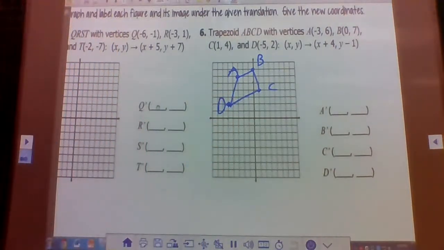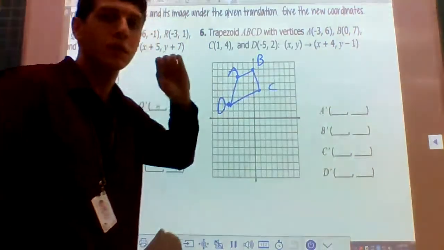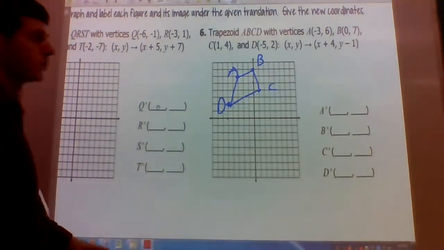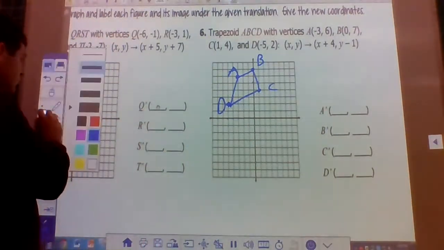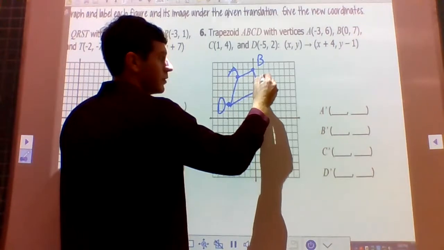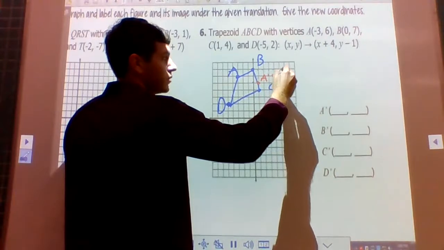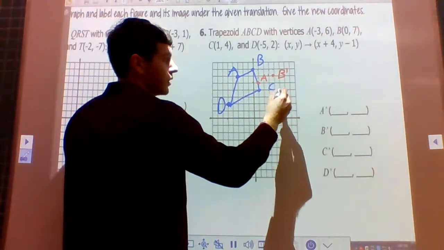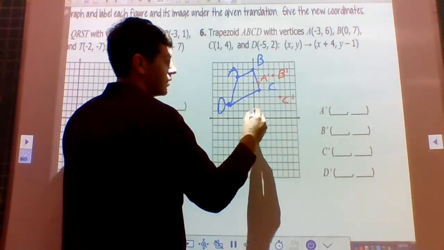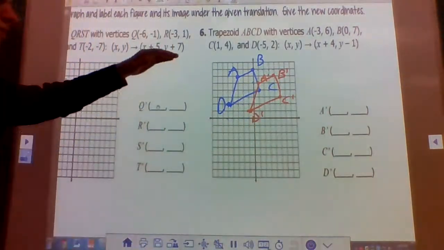We want to translate it by this rule, x plus 4, y minus 1. So our horizontal shift is 4 to the right. Our vertical shift is 1 down. So we want to move all these points 4 to the right and 1 down. So 1, 2, 3, 4 to the right, 1 down. There's A prime. 1, 2, 3, 4 to the right, 1 down. There's B prime. 1, 2, 3, 4 to the right, 1 down. There's C prime. 1, 2, 3, 4 to the right, 1 down. There's D prime. And we're shifting it 4 over, down 1.